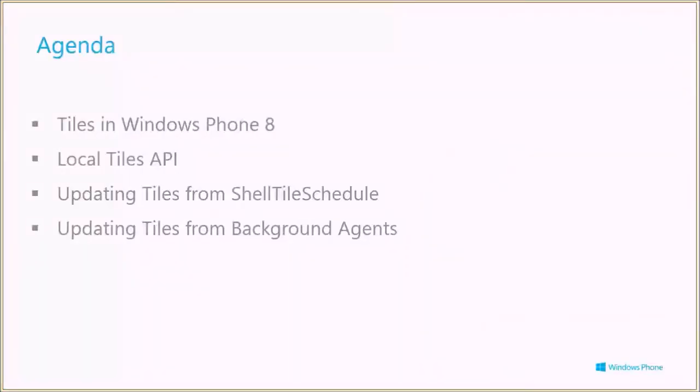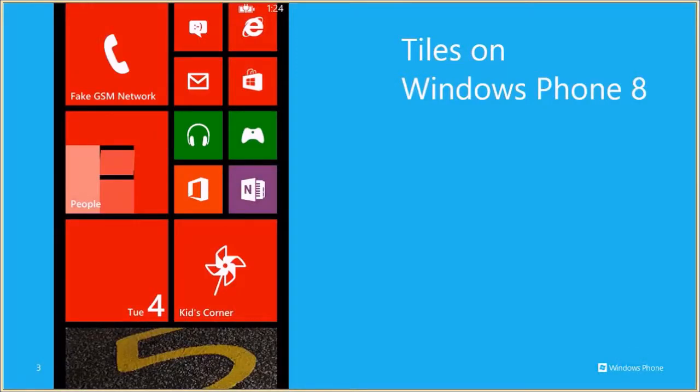So today's agenda, we're covering the first two: tiles in Windows Phone 8, and the local tiles API. Updating tiles from shell tile schedule, we're not covering that, but I just wanted to make sure you know that you can update tiles from the shell tile schedule. There's also updating tiles from a background agent. We're going to cover that in our next session next week, which is about background agents.